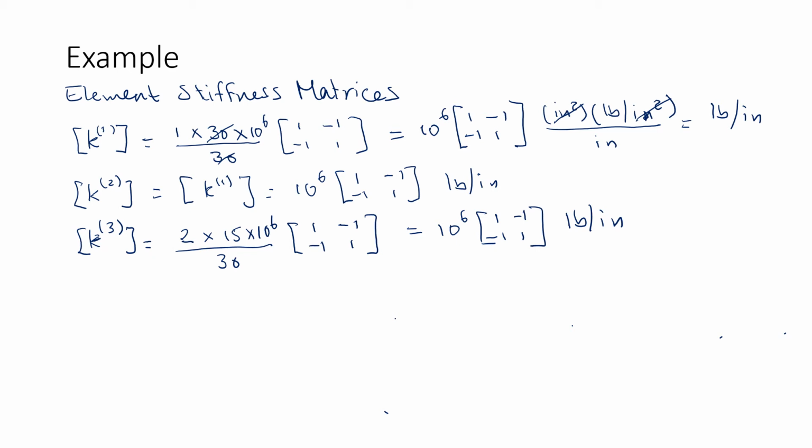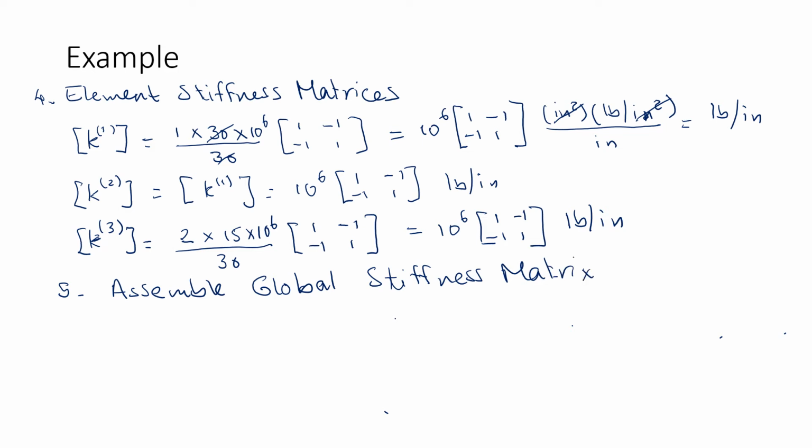I'm going to apply the direct stiffness method to go to step number 5. If I call this step 4, step 5 is to assemble the global stiffness matrix. I would like to remind you that we have these 3 bars. We had the nodes 1, 2, 3, and 4. We have element 1, element 2, and element 3.